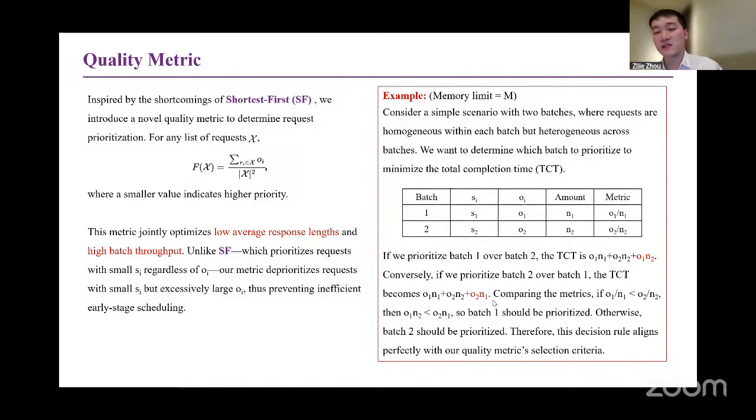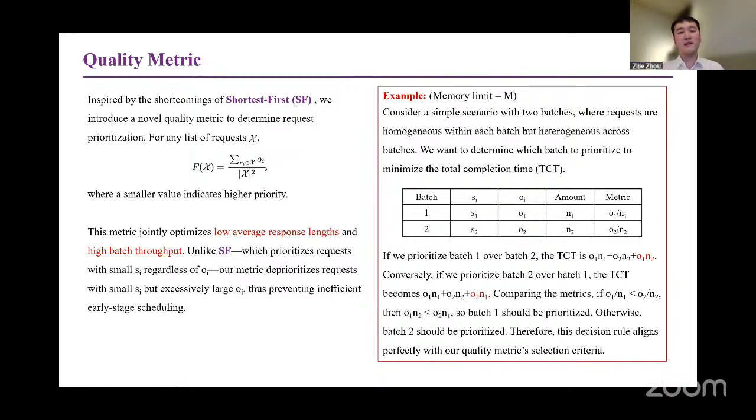So in this very simple example, with a lot of homogeneous requests, if we want to decide whether to prioritize batch 1 or batch 2, we just need to compare the value of o1·n2 with the value of o2·n1, which is equivalent to asking whether o1 over n1 is less than o2 over n2. Then if we think about our quality metric, it is exactly the same in this example. Because if we have a batch of homogeneous requests, then the sum of o_i is just the batch size times o_i, divided by the batch size squared, which is just o_i divided by the batch size. So this is how we motivate this metric.